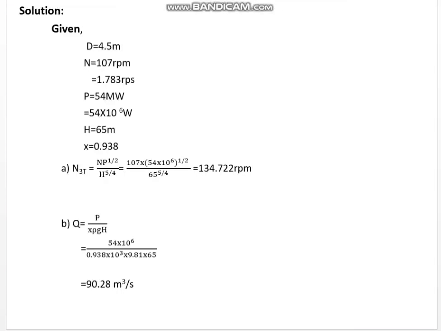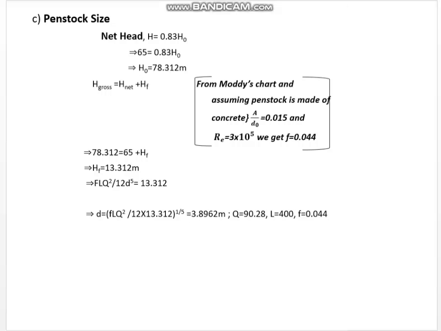Now the net head H is equal to 0.83 H naught. H is equal to 65 is equal to 0.83 H naught. Therefore H naught is equal to 78.312 meter. Now we use the formula H gross is equal to H net plus HF. Then by the calculation we get HF is equal to 13.312 meter.